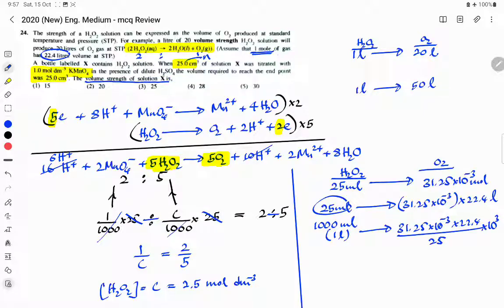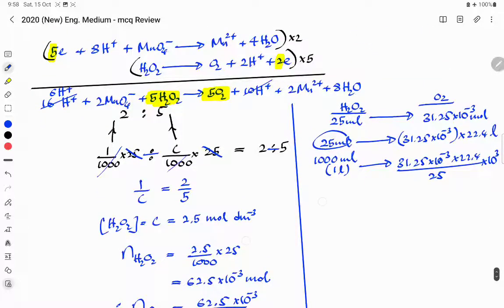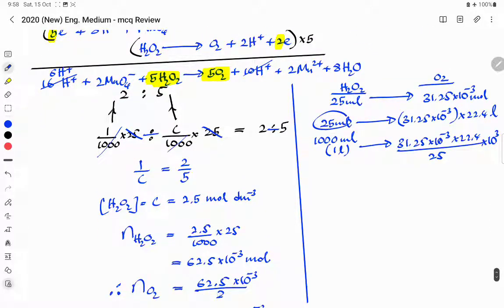For that we used a titration. That titration gave us information about how many moles are there in 25 milliliters of H2O2 solution. So we calculated the amount of H2O2 in the 25 milliliter, and then we calculated how much oxygen can be obtained from that amount of H2O2. That was this value, the oxygen amount that we can obtain from the 25 milliliter of H2O2 solution that they have given, which was labeled as X.